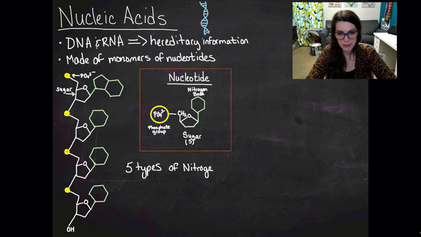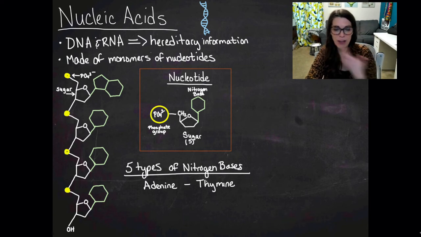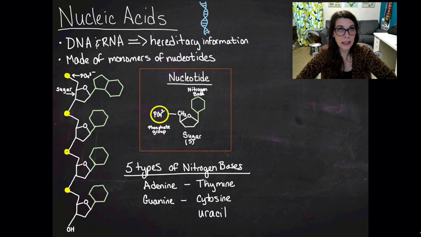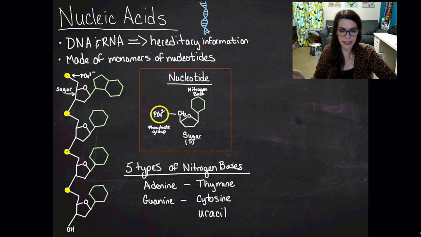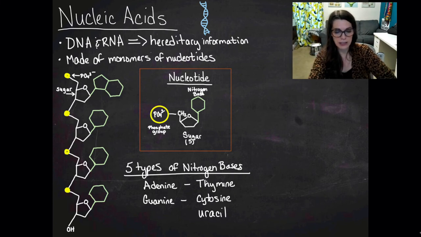There are five types of nitrogenous bases, and I just said four of them. We have adenine and thymine, we have guanine and cytosine, and then we have uracil. Now, adenine always pairs with thymine in DNA. Guanine always pairs with cytosine, always. And uracil is a weirdo because it's not present in DNA.